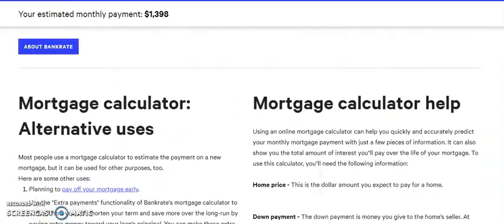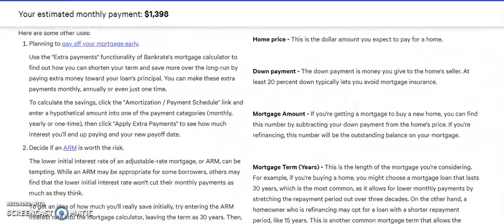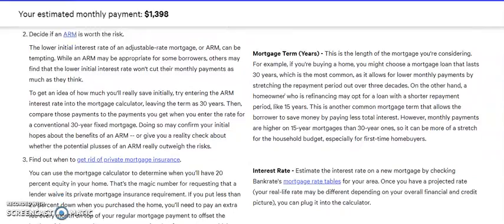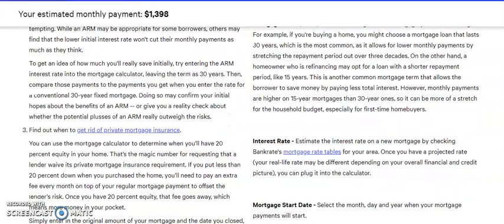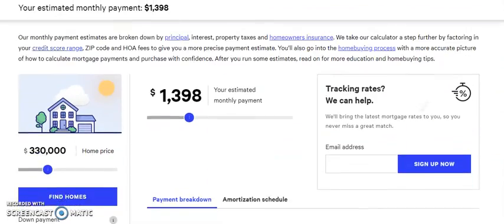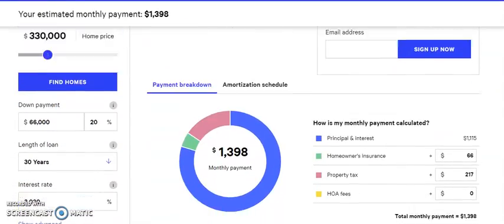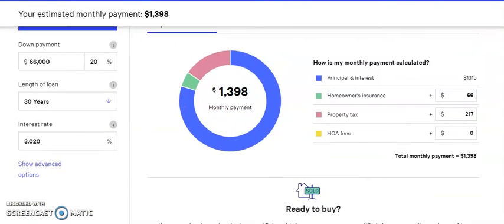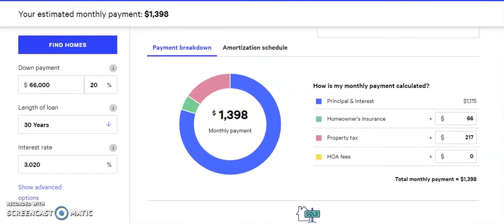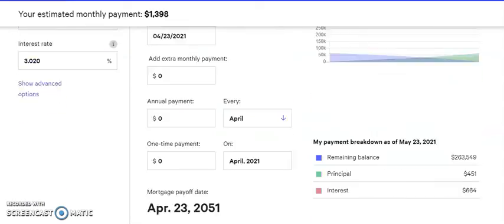Let's see what we talked about. We have the home price, down payment, mortgage amount, mortgage term in years, interest rate. All of this varies. I recommend the Bankrate because it gives more explanation on what you're doing. It has less stuff you can put in.